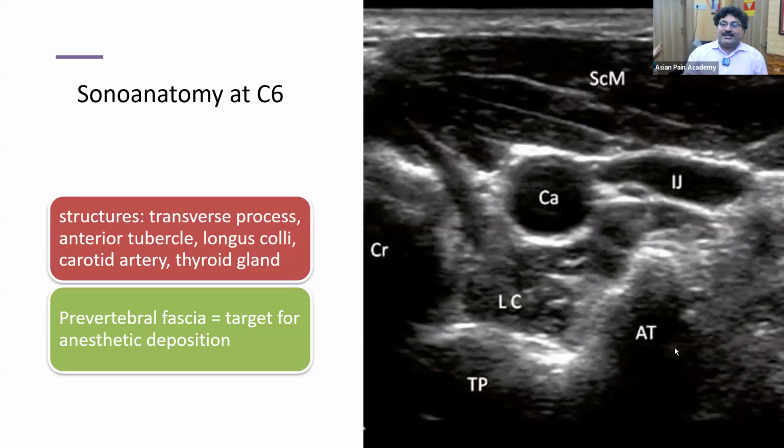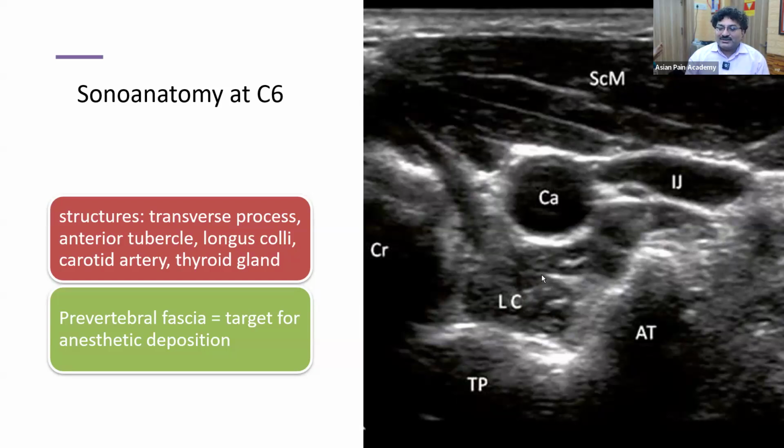Basically, the anterior and posterior tubercles at the C6 level are very important for identifying the level, because at C6, this Chassaignac tubercle, the anterior tubercle, is higher than the posterior tubercle, or sometimes it may be of equal size. But at other levels, when we go to C7, you will see the anterior tubercle is rudimentary, and only the posterior tubercle is seen clearly.